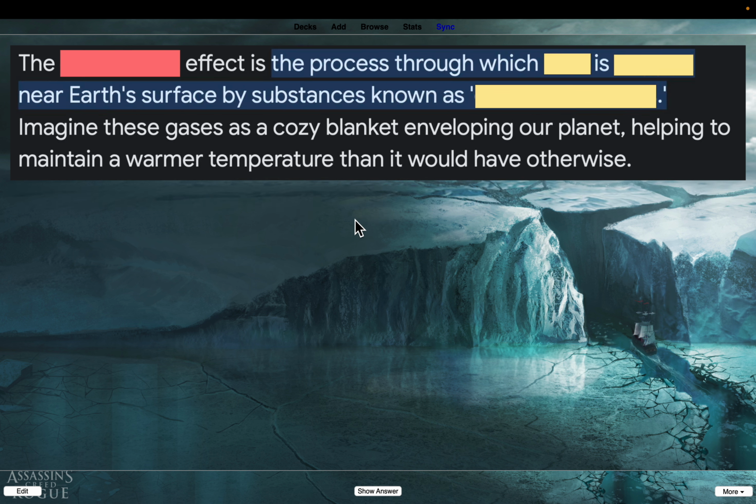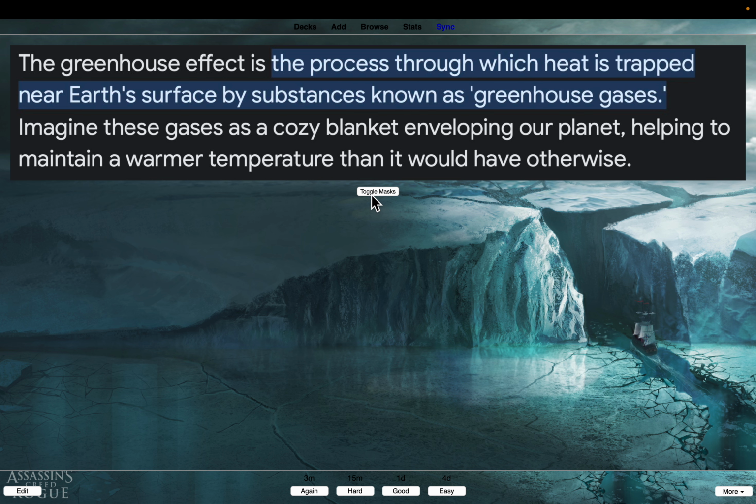Next, the blank effect is the process through which blank is blank near Earth's surface by substances known as. Okay, one thing that I could improve on in these flashcards is to place just one blank. I think it wouldn't make sense if you have to look for multiple blanks. Anyways, this is the greenhouse effect. So this is a process through which heat is trapped near Earth's surface by substances known as greenhouse gases.